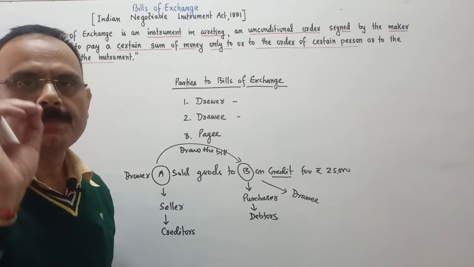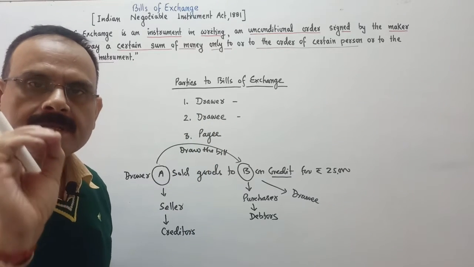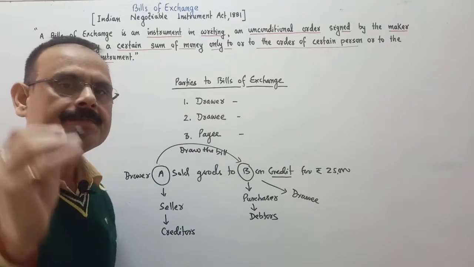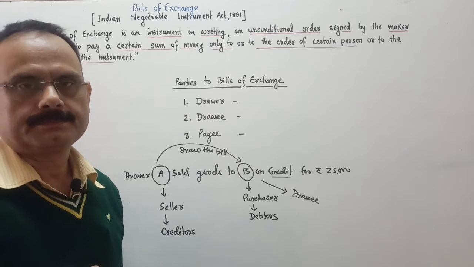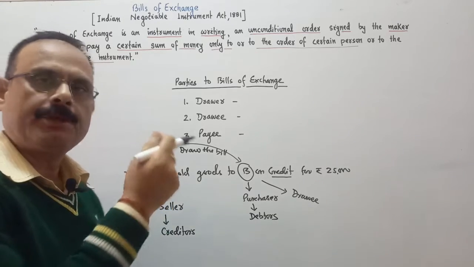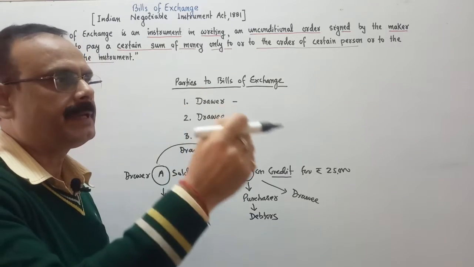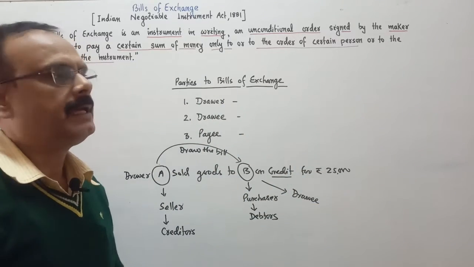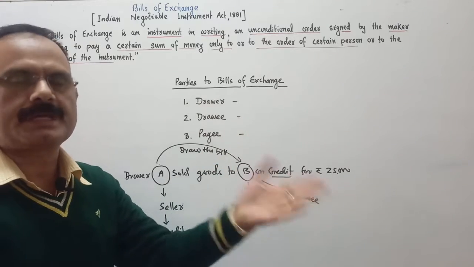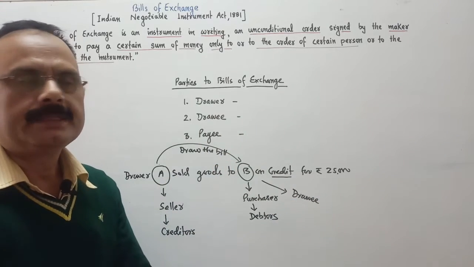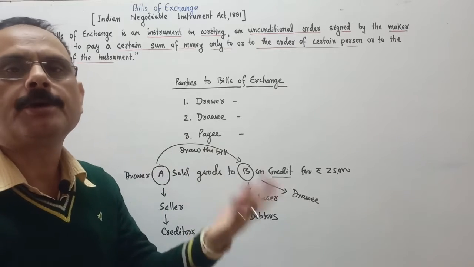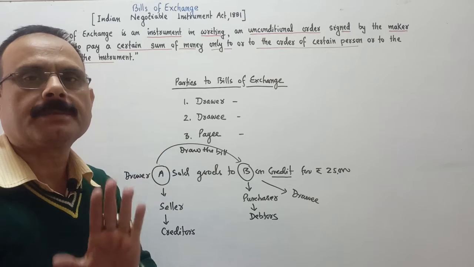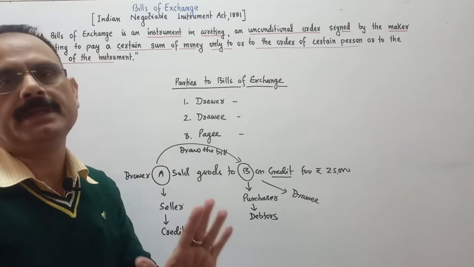So the drawee is the person who accepts the bill, and the payee is the person who receives the amount of the bill. The drawer may be the payee of the bill, or if the bill is discounted with the bank, then the bank will be the payee of the bill. If the bill is endorsed, transferred to a third party, then the third party may be the payee of the bill. So whoever receives the amount of the bill will be the payee.